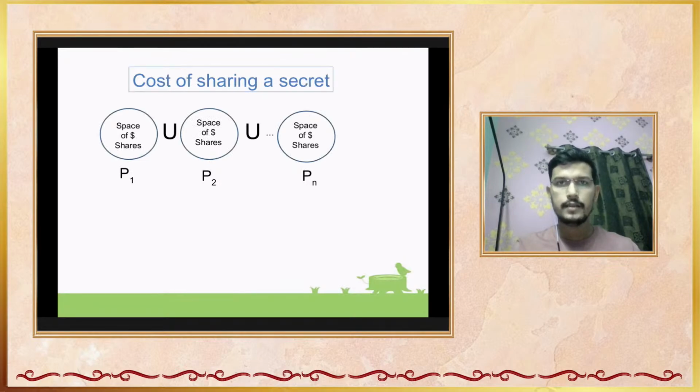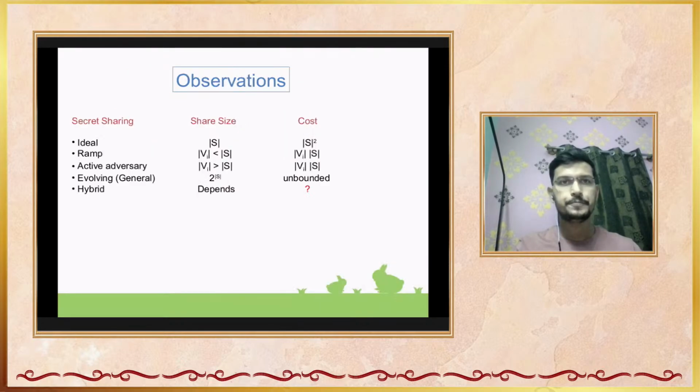So what we do is nothing very unimaginable. We just consider the union of all such share spaces and consider the cardinality of that union set as the cost of a secret sharing. Now, this very little change is going to address the problems that I mentioned earlier.